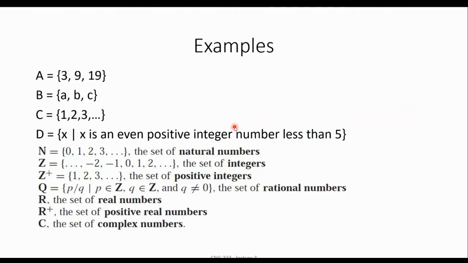But let's take a look at some examples, like set A. We show all the members of this set using curly brackets like this. So this set contains 3, 9, 19. And the order doesn't matter. You could even write 19 as the first element. And for example, B can contain letters, characters, not necessarily numbers. So any collection of objects that you can imagine, even your names, can be inside the set.